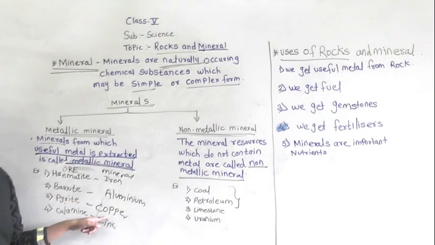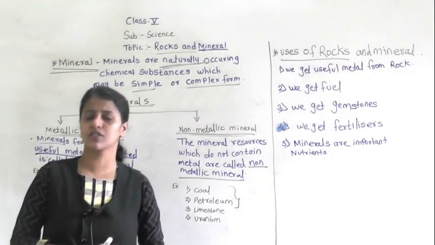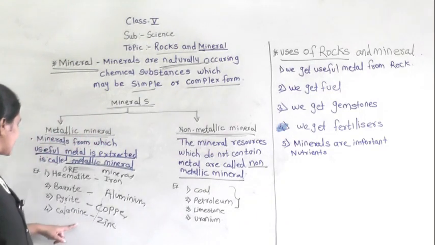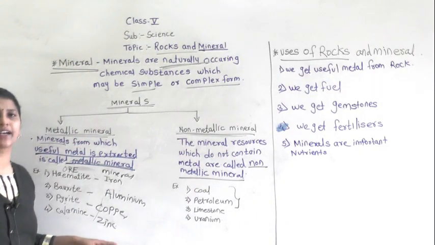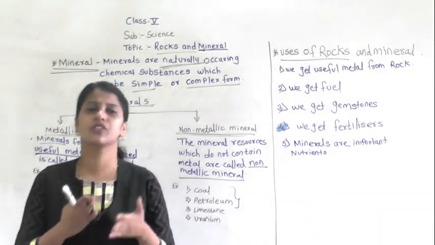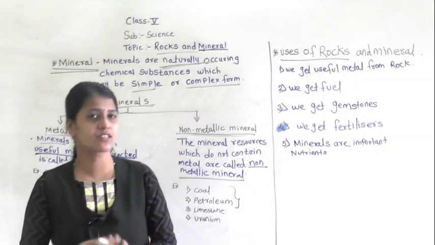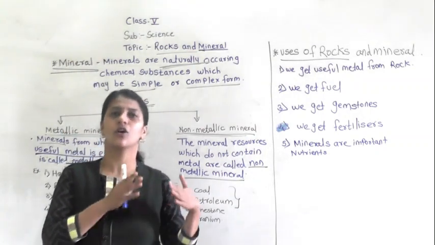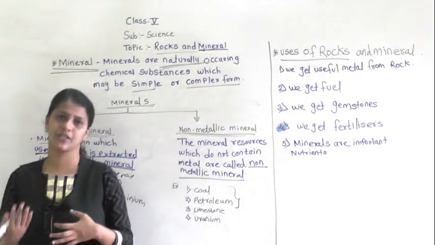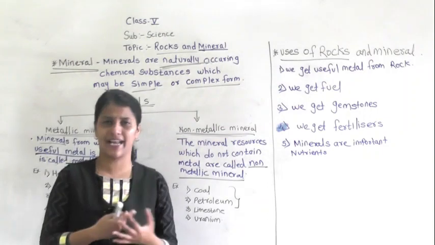From pyrites we get copper. Where is copper used? Copper is used for making wire. Calamine is used to make zinc. There are also some precious minerals which we get, gold and silver. They are really very precious. The next is non-metallic minerals.